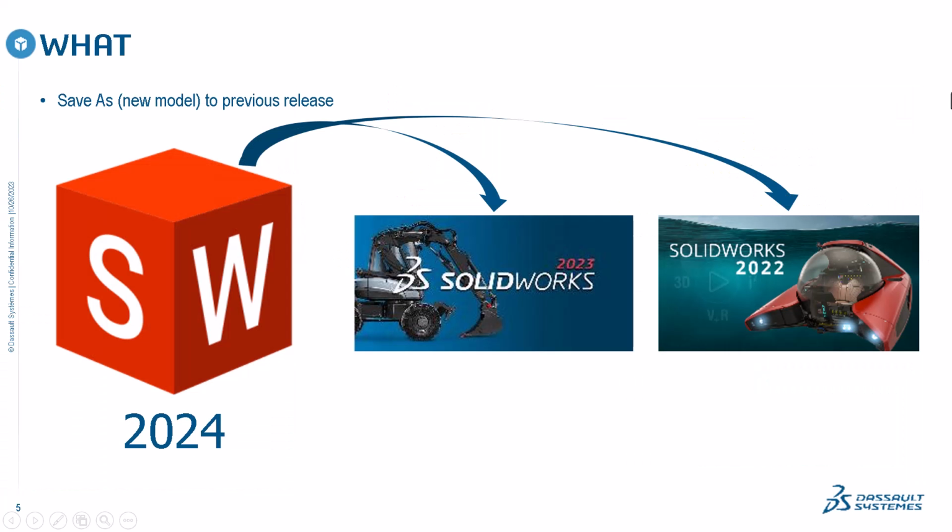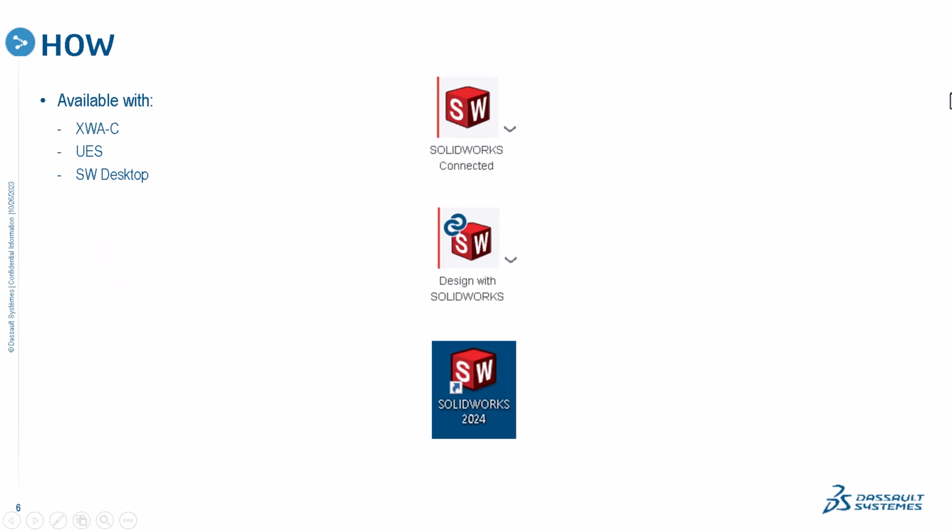Until now. In SOLIDWORKS 2024, we have implemented Previous Release Compatibility. This allows you to save your SOLIDWORKS 2024 file so that it can be opened as a full-featured model in SOLIDWORKS 2023 or SOLIDWORKS 2022. This applies to SOLIDWORKS 3D Experience Connected, SOLIDWORKS Desktop running the 3D Experience add-in, and of course, SOLIDWORKS Desktop.